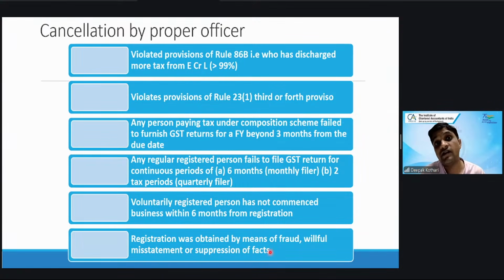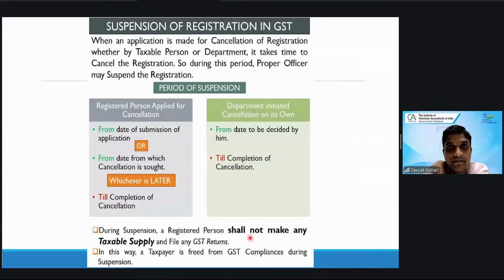If registration was taken fraudulently by giving a wrong address or a wrong Aadhaar, those cases also the registration can get cancelled.